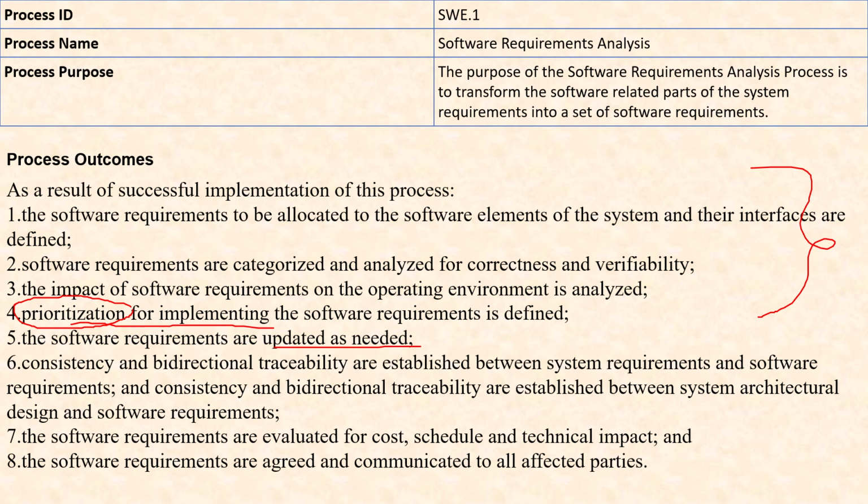Consistency and bidirectional traceability are established between system requirements and software requirements, and consistency and bidirectional traceability are established. Not only are they identified, they are established between the system architectural design and software requirements. The software requirements are evaluated for cost, schedule and technical impact. The software requirements are agreed and communicated to all the affected parties.